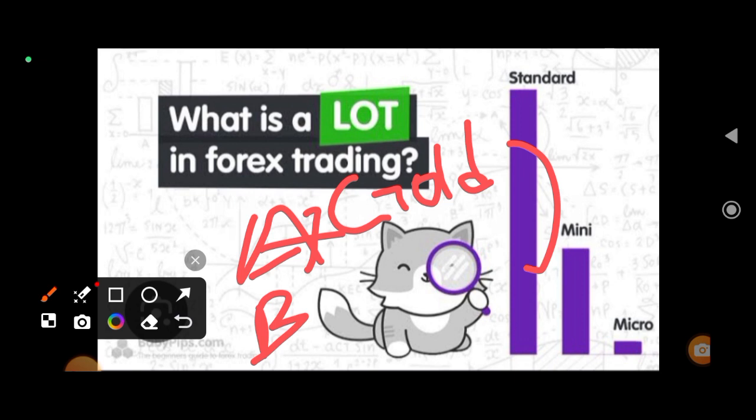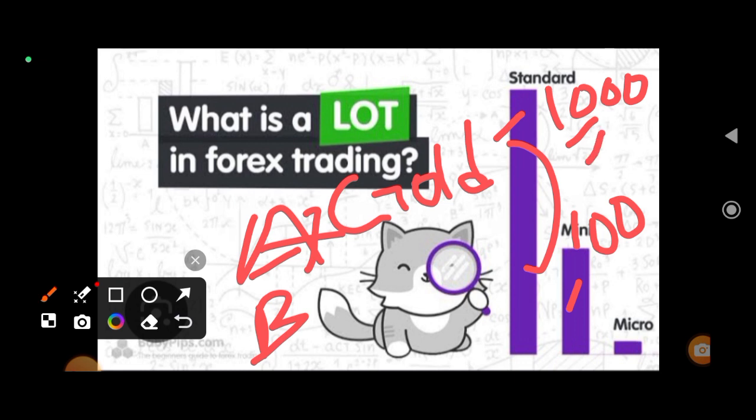Mr. A makes $1,000 and Mr. B makes $100. They bought at the same time and exited at the same time. They took their profit at the same time. So why Mr. A made $1,000 and Mr. B made $100 is what we call the difference in lot size. The lot size of Mr. A is bigger than that of Mr. B. I hope you understand.